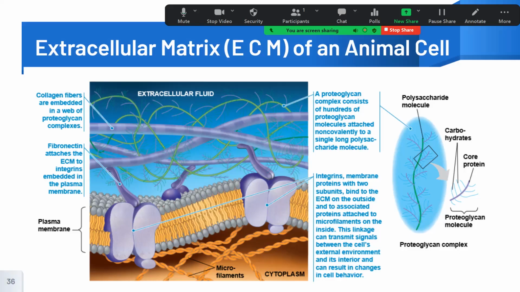And when we get to our cell communication unit, we'll talk a little bit more about those connections that allow molecules to move from one cell to the next and send signals and communicate with each other.